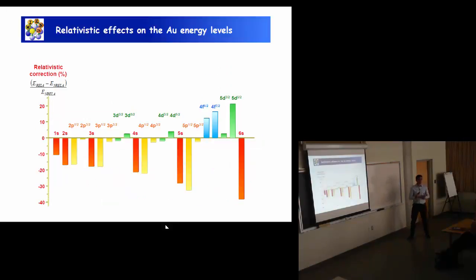So here is the scheme that shows everything. s orbitals and p orbitals, d and f orbitals. And what you see is that when you have p 1.5, so when you have j equal 1.5, you have a given behavior. When j is equal to 3.5, nearly nothing happens. And when j is larger, so 5/2 and 7/2, you have this destabilization. Okay, so j is a parameter, a quantum number that will decide how the relativistic treatment will change the orbitals.